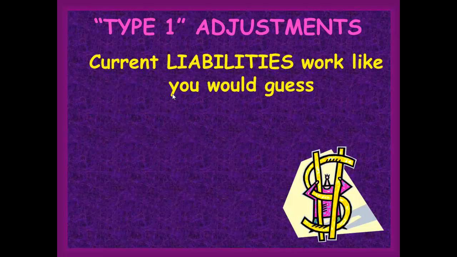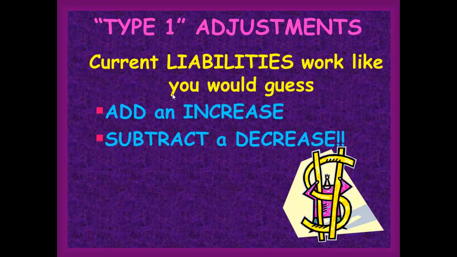That's the logic. Now, I have tried teaching this lots of different ways before. I used to have a silly sentence that was just this long. I have now boiled it down to what I think is the simplest way to do this. Don't you always expect to add an increase and subtract a decrease? Isn't that logical? To add an increase and subtract a decrease. Current liabilities work just the way you expect. Add an increase and subtract a decrease.